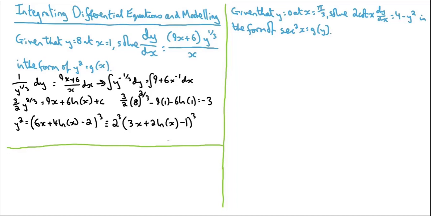It can also rely on us using, well, first of all, the natural logs, but also some trigonometric identities. So it's probably worthwhile that we just go over such a question like that as well. So here, given that y equals 0 at x equals pi over 3, solve 2 cot x dy dx equals 4 minus y squared in the form of sec squared x equals gy. So again, we're going to be trying to make sec squared the subject here.